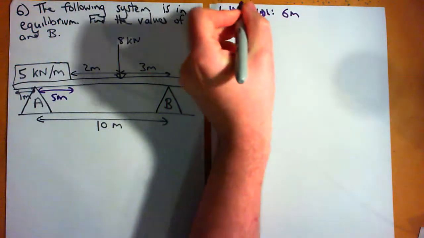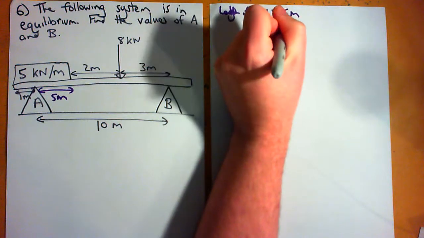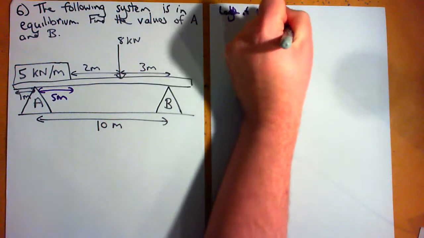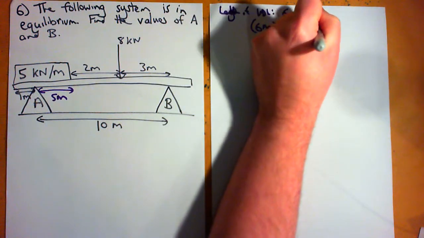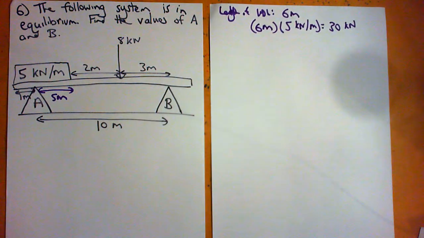And the force is going to be, we now know it's 6 metres, multiply that by the 5 kilonewtons per metre, and we get a force of 30 kilonewtons. So we've turned it into a single force. Now we need to work out where that force is.